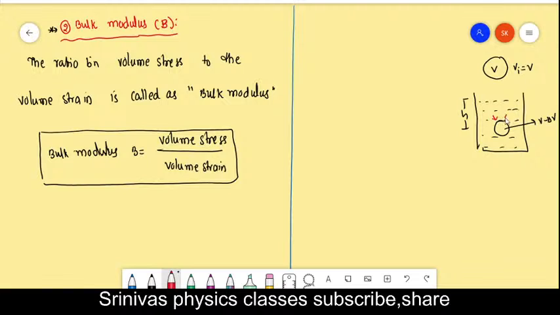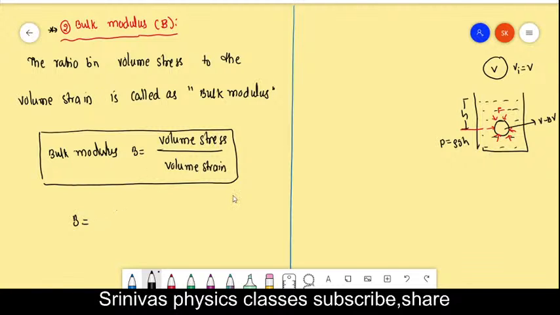Why is the ball volume decreased here? Because of the pressure, right? The liquid applies the pressure. This force by area is called the pressure. The pressure at a depth h formula we know, we can derive in the next class also. That is rho g h.